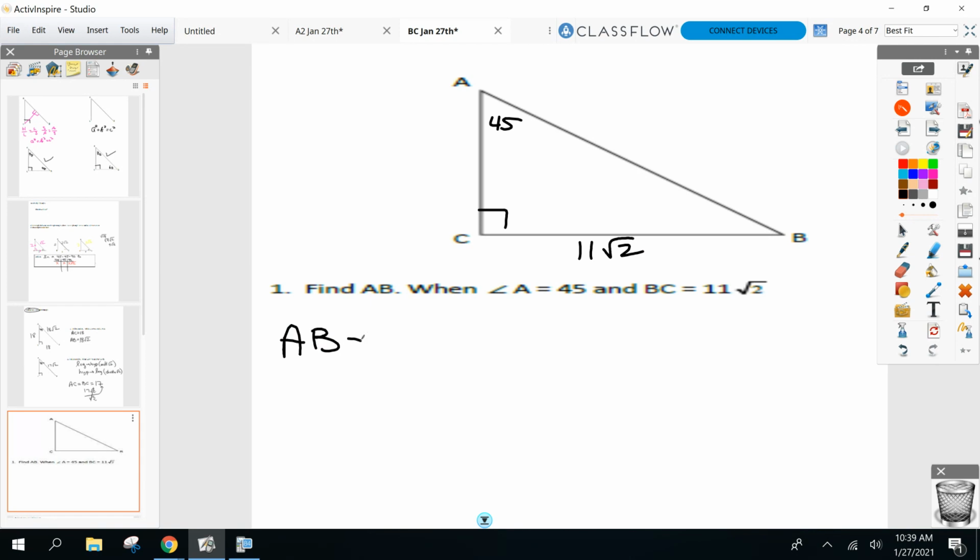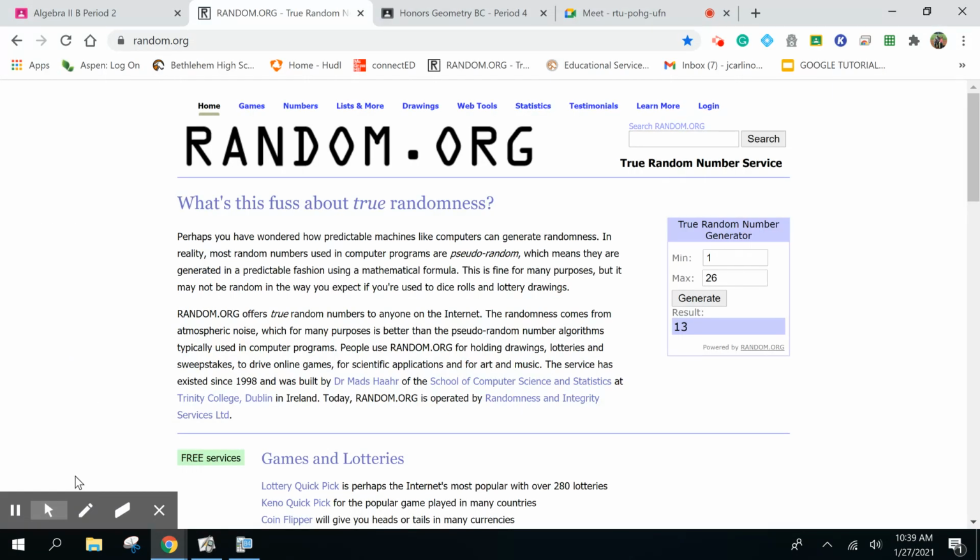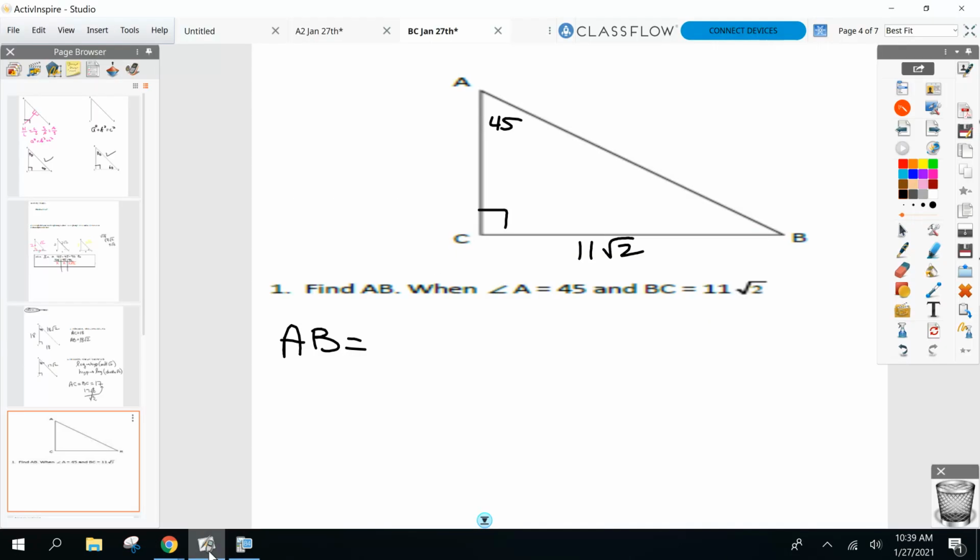I don't care what it says. What have you guys been telling me all class to go from the leg to the hypotenuse in a 45-45-90? Sabrina, what have we been doing to the leg to get to the hypotenuse? Correct. So ready, guys? Take the leg, multiply it by radical 2.